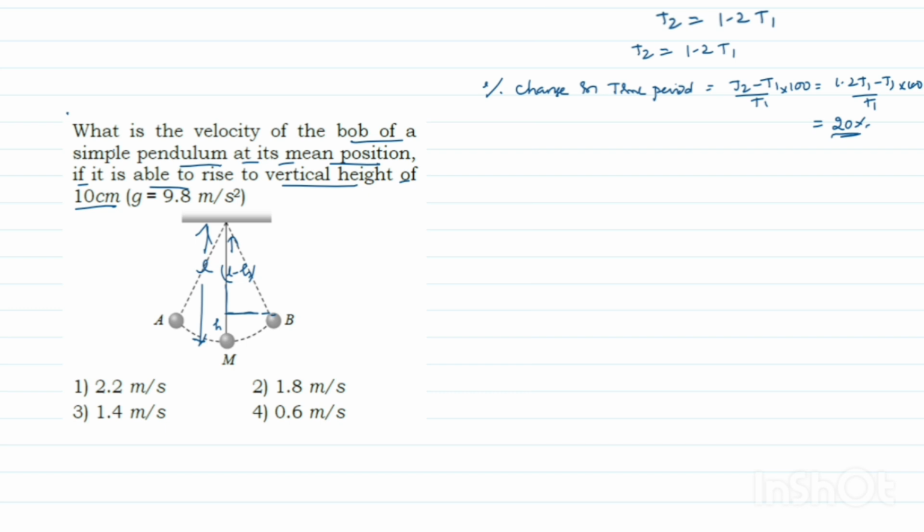Now here, what is the velocity of the bob of the simple pendulum at its mean position if it is able to rise to the vertical height H? So after reaching some vertical height, you just apply the law of conservation of energy principle.